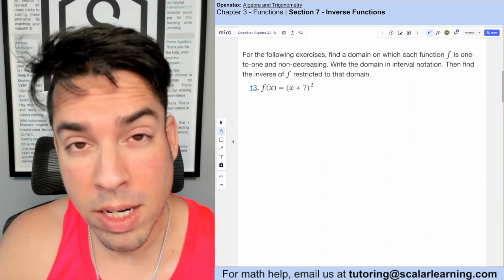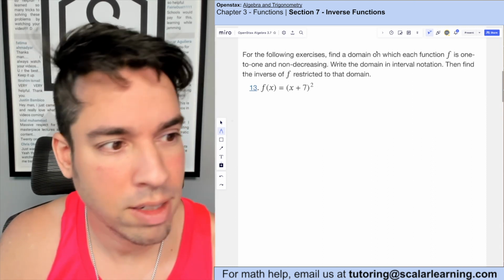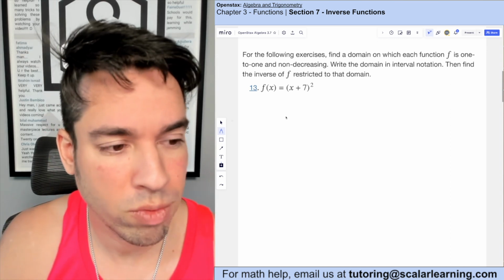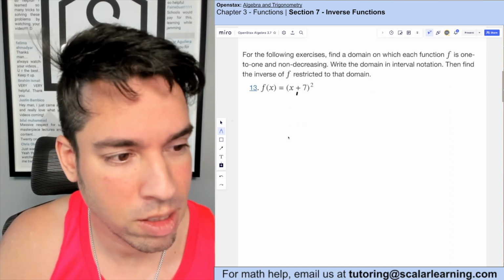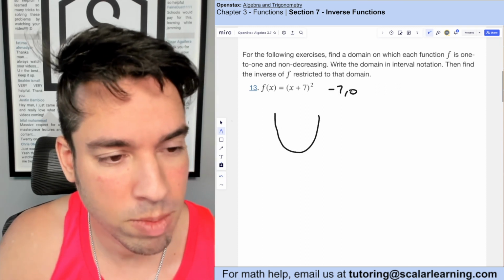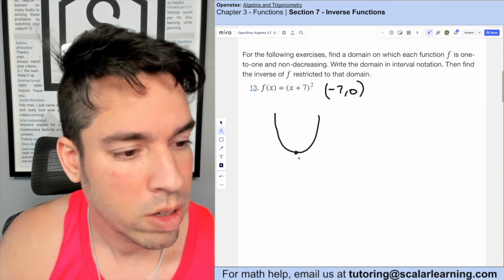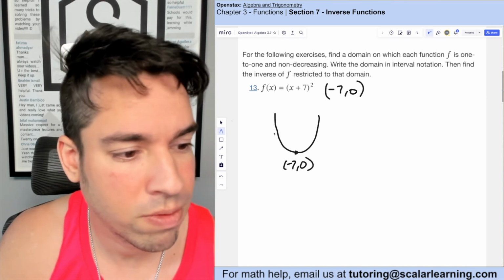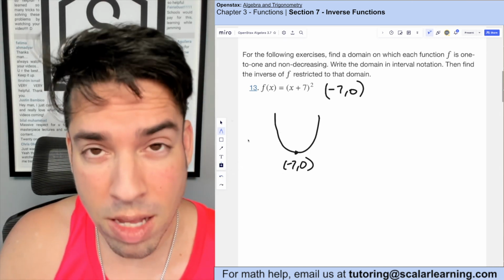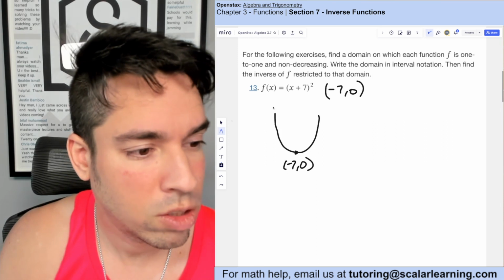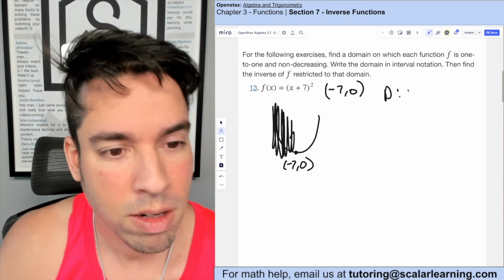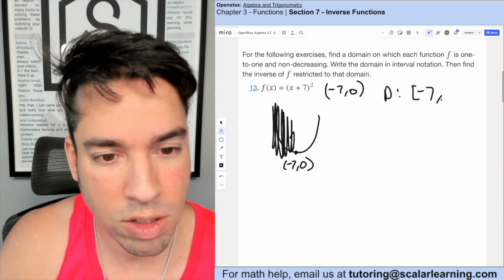So for this one, we want to find an interval where it is not decreasing, aka increasing, and we want to make sure it's 1 to 1. The reason why we need to restrict the domain is because this is a parabola, right? It's a parabola centered at negative 7 comma 0. That's going to be the vertex. So here's (-7, 0). And you see this fails the horizontal line test, so it's not 1 to 1. So to make it compliant with the horizontal line test, we need to remove this section. So my domain is going to be limited from negative 7 to infinity.